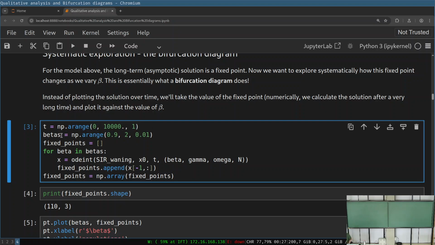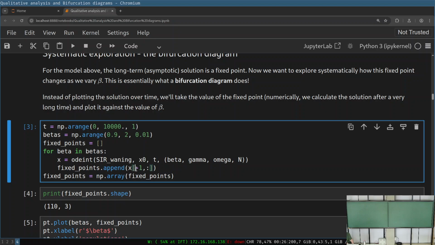Now for each of those values of beta, I run the simulation again, with this beta inside here. It changes at every step of the loop, okay? And then at the end of the simulation, I add to this list of fixed points, I append the last value. So in Python, when you use an index of -1, this is confusing for R people, because -1 in R deletes that value, but in Python, negative indices count from the ending. So -1 is the last value, -2 is next to last, -3 is the one before that, and so on, right? So it counts from the end.